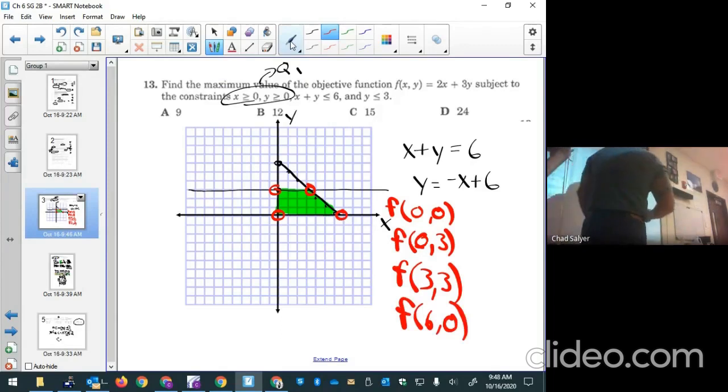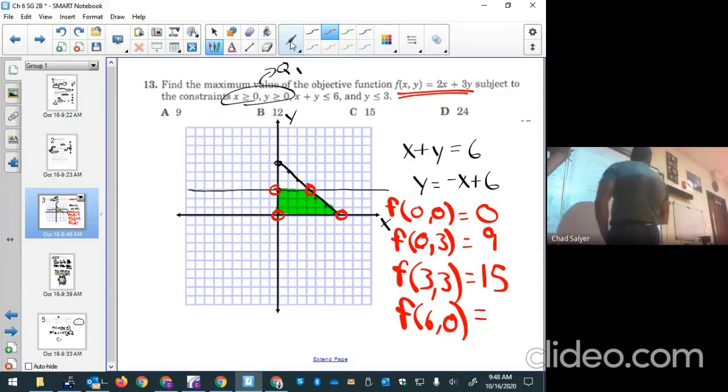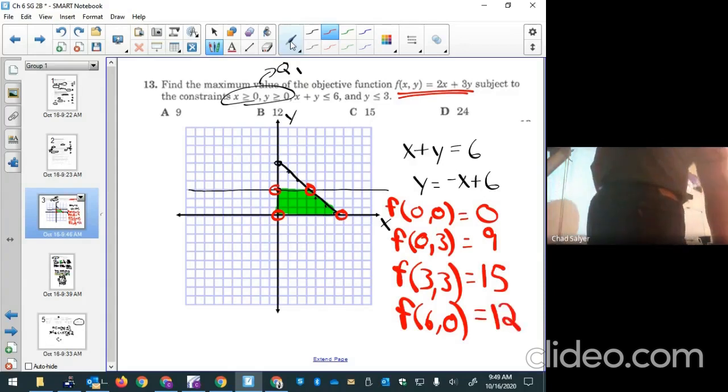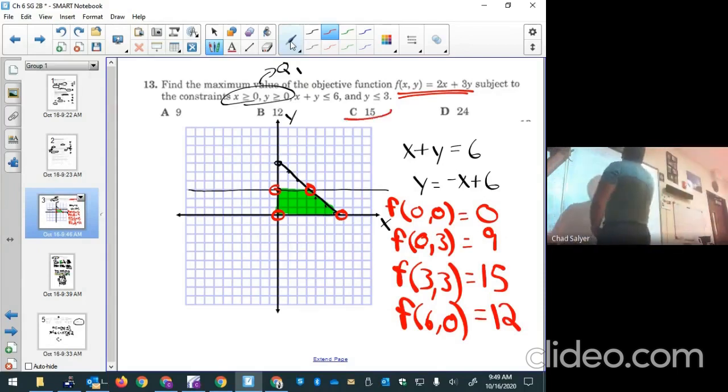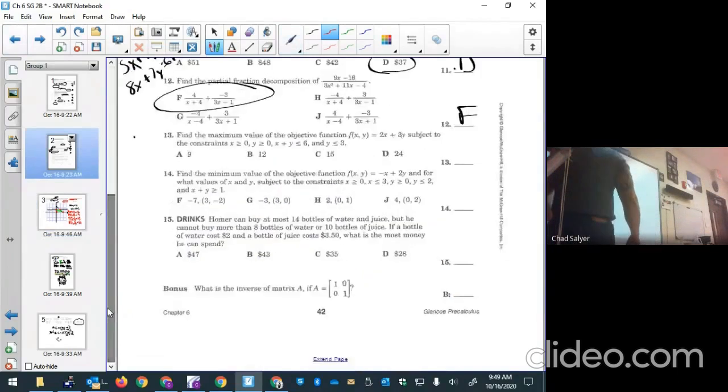So if we plug that into 2x plus 3y, that's 0. 2 times 0 plus 3 times 3 is 9. And then 2 times 3, 6, plus 3 times 3, 9, it's 15. And then 6 times 2 is 12, plus 0. All right, so we want to find the maximum value. It's 15. C, as in Charlie. Same kind of problem.